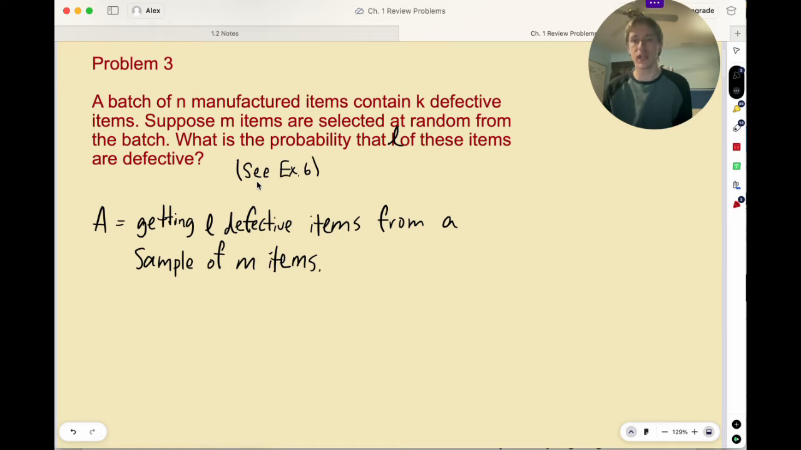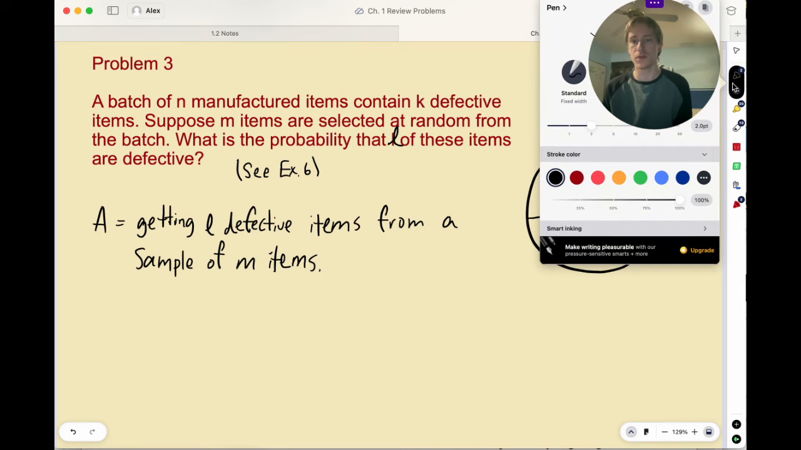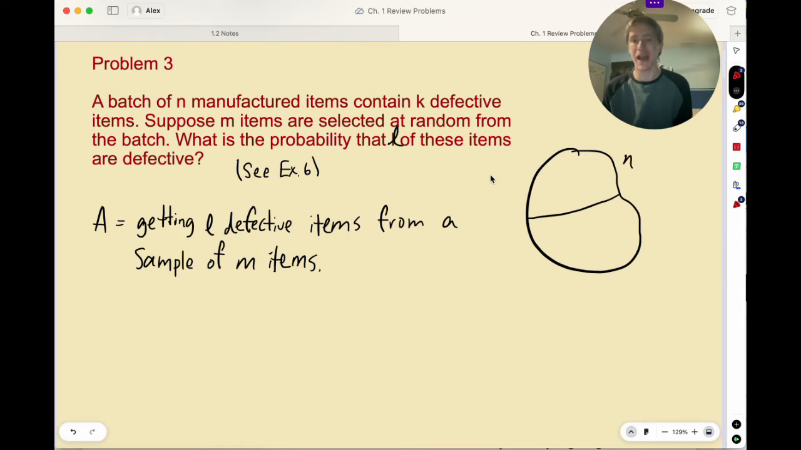Okay, so here's kind of the idea. So here's the picture. I have n total manufactured items, and I could split those into 2 groups. Okay, in the first group, I have k items that are defective, which means that I have n minus k items that are not defective, which I will call normal.